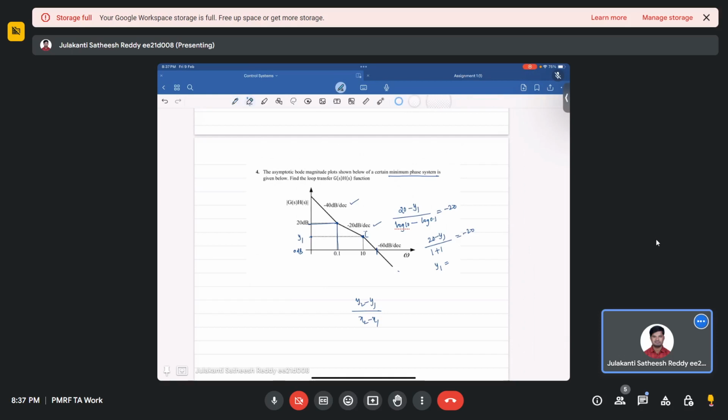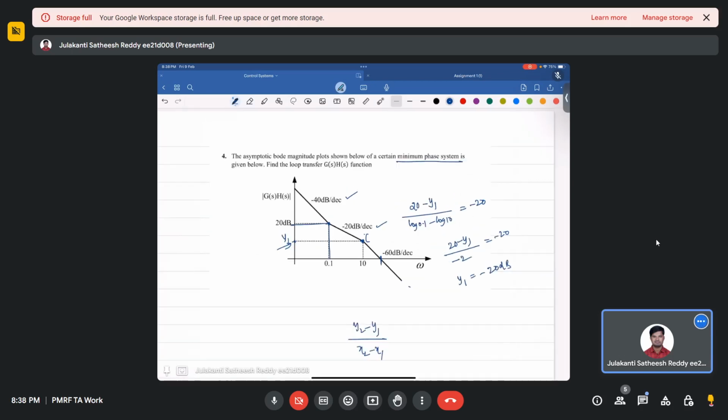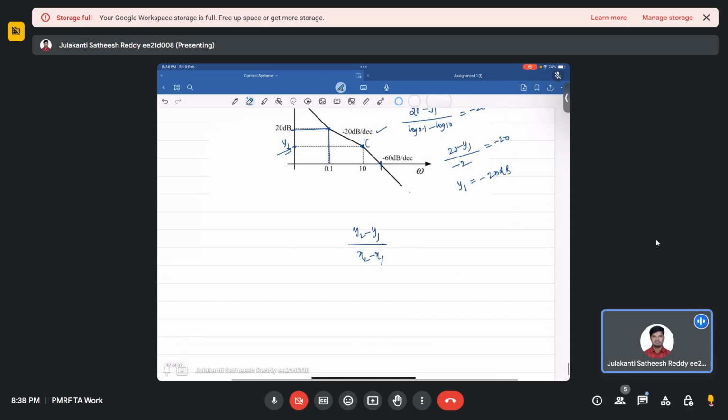I think I took it wrong, right? I have taken it upward. This will become what? Minus 2. So this will become 40. So this one will become minus 20. Okay, so that means this is not 0 dB. This y1 is minus 20 dB. Now you know that it is minus 20 dB, so the 0 dB line is here. Just to confuse you, I made it like a rough diagram, right? But you need to find out the exact value. So y1, you know that now.